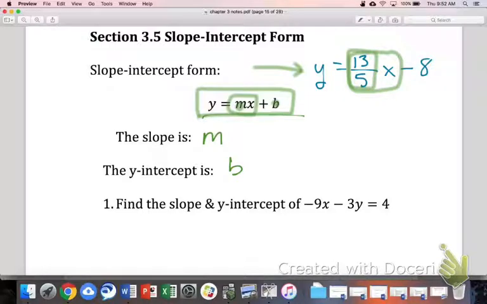Okay. And then I've got the b over here. Well, the b is the constant. And I look over here, well, look at that, -8. That's the constant. And so I'd say slope is 13/5, y-intercept is -8. Does that make more sense? Okay. Any questions? I kind of don't want to move forward until I feel like everybody's got this. So I'll just be patient. Just because it's not going to make any sense.